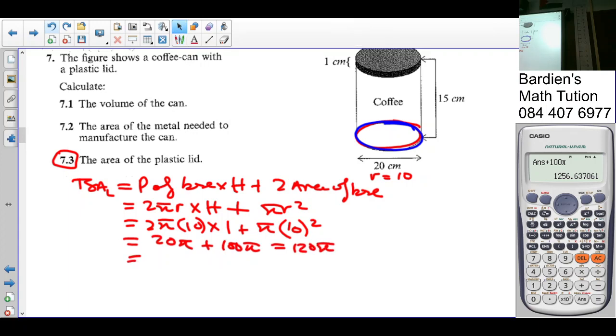which is simply 120 pi, which gives us 376.99 centimeters squared. You all agree with that?